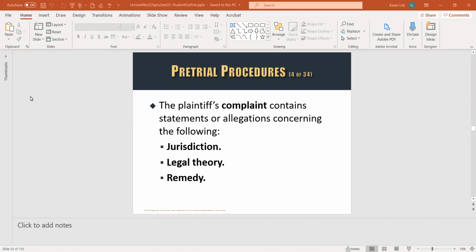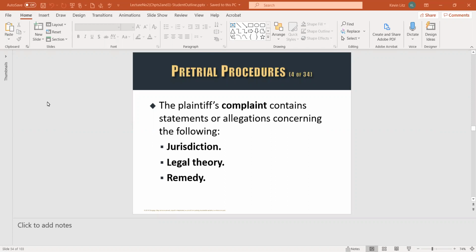I have to then give my legal theories. I'm suing you for a breach of contract, or I'm suing you for your negligence. You ran into me with your car, you're looking at your phone. And I have to also set forth what the remedy is. Under the law of Oklahoma, I'm entitled to you paying me all of my medical bills and fixing my car.